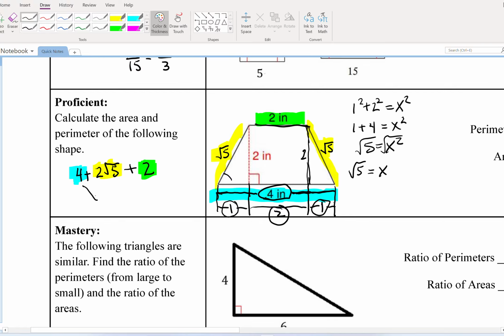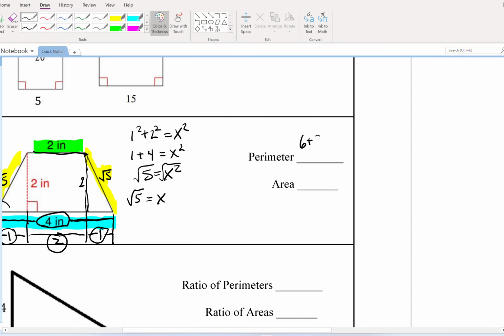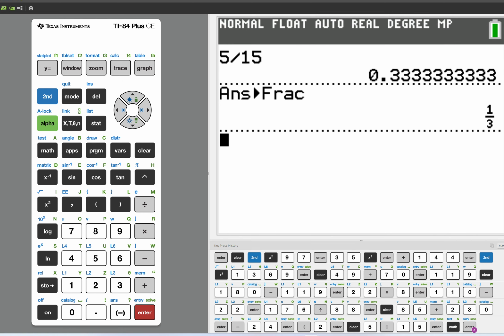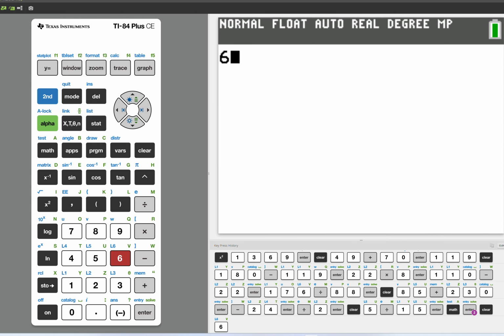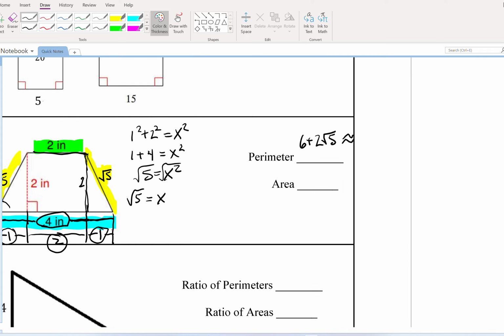Because these are whole numbers, I can say 4 plus 2 would be 6 plus 2 root 5, and that, 6 plus 2 root 5, would be the exact answer. If we want an approximation, we can plug that into our calculator. 6 plus 2 root 5 gives us approximately 10.47. So 10.47. Again, depending on how your teacher wants you to answer, it could be either one of those.